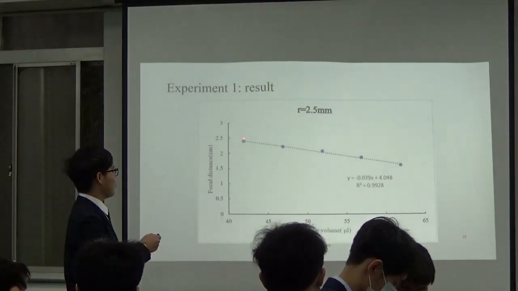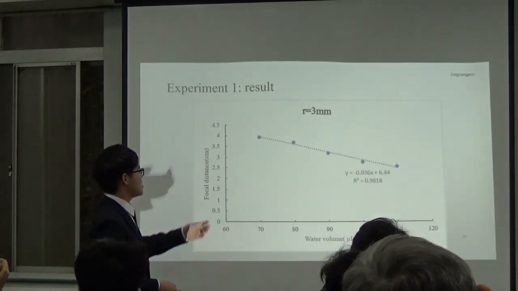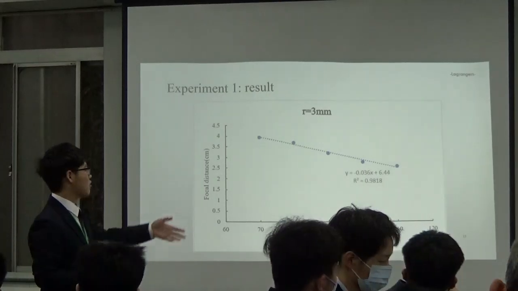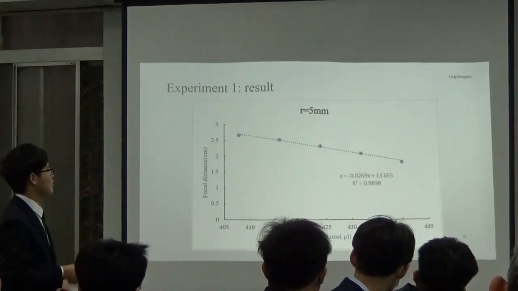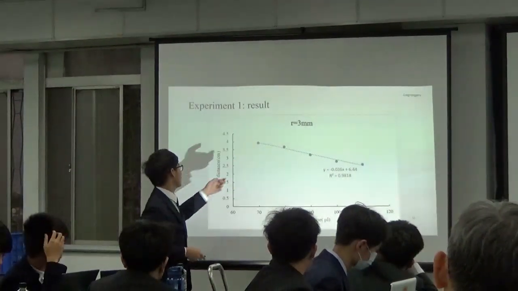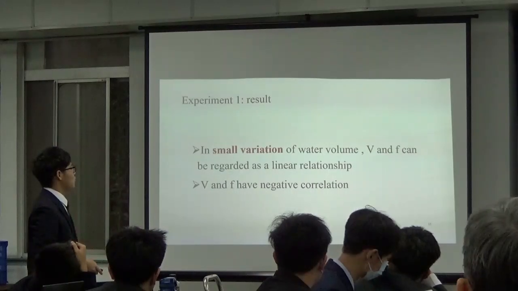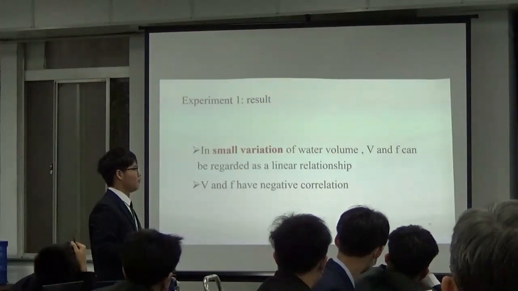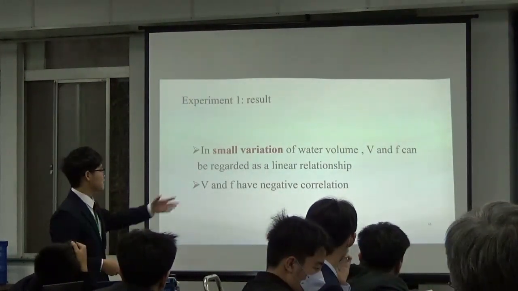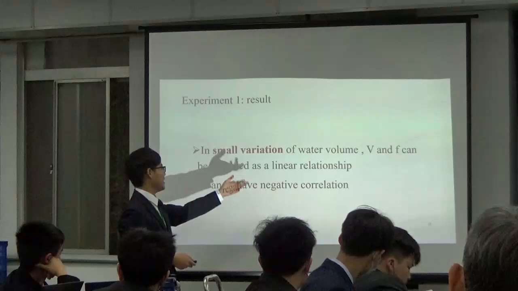You can see as the water volume increases, the focal distance decreases. And this is the result when R is 3 millimeters. It is also a linear correlation. And this is when R is 5 millimeters. But as you can see, when R is smaller, the focal distance is bigger than when R is much larger. So, in a small variation of water volume, the volume of the water and the focal distance can be regarded as a linear relationship. Due to the small variation of water, it is only a small part of the big picture. So we can state that this is a linear correlation.